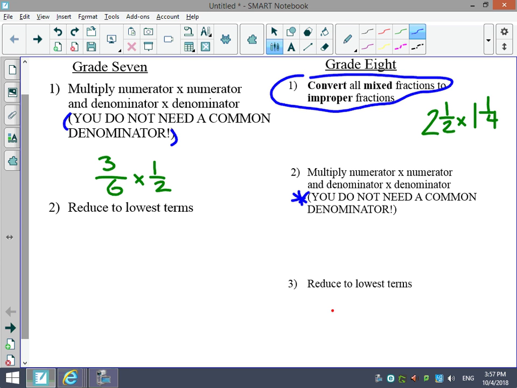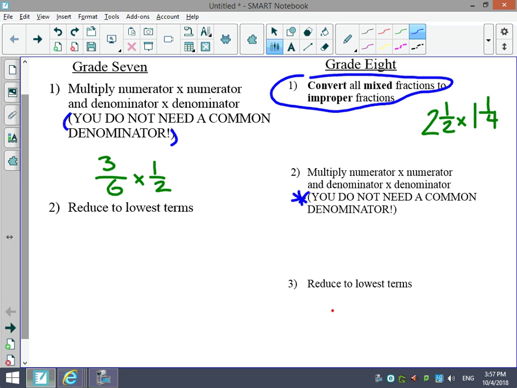That is for addition and subtraction. It is not for multiplication. Do not do it. Say that to yourself 10 times. Draw yourself a picture. Do whatever you have to do to remember that. But please make sure you don't go looking for a common denominator. That was addition and subtraction.